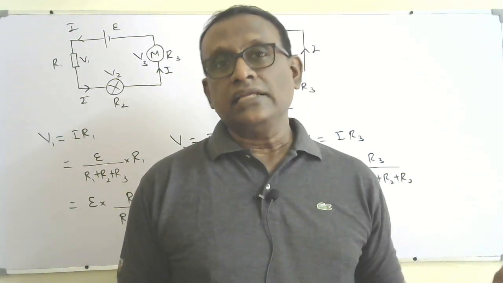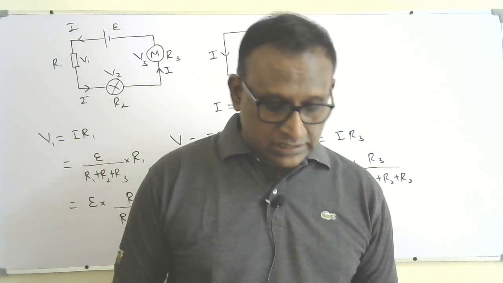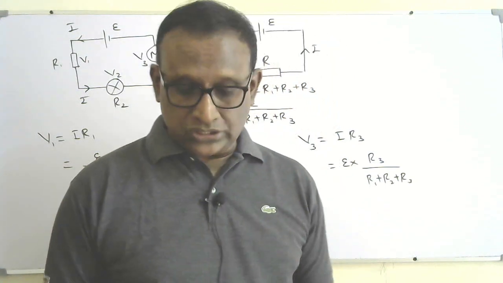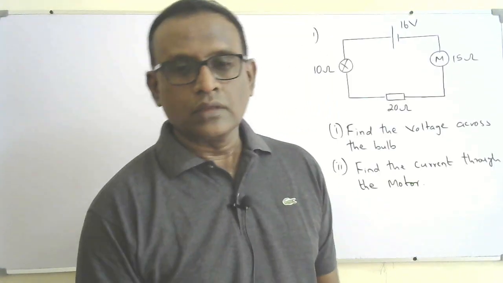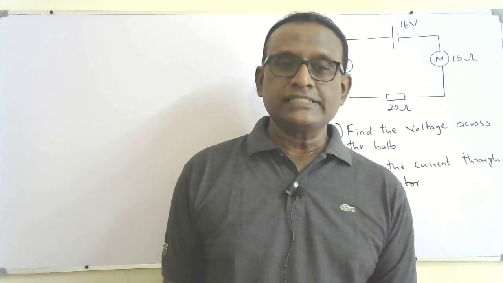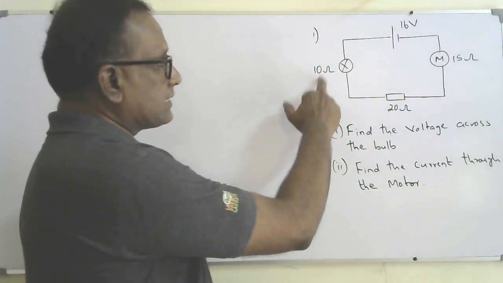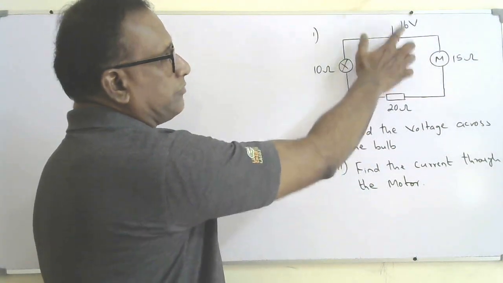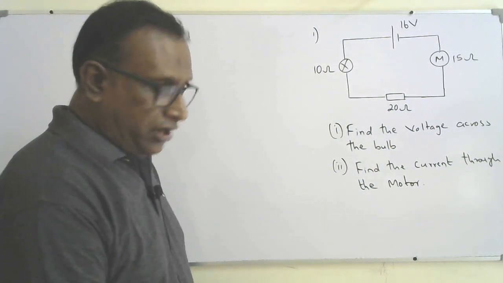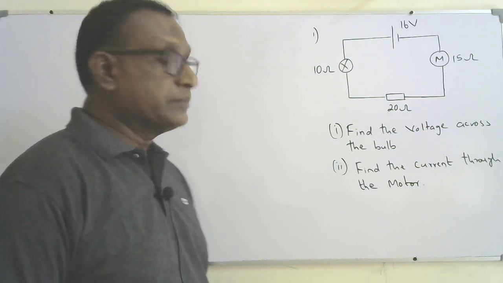We can use this in calculations, and we are going to start some calculations related to circuits. It's a simple question. Three components are connected in series and their resistances are given. The EMF is 16 volt. The first question: find the voltage across the bulb.